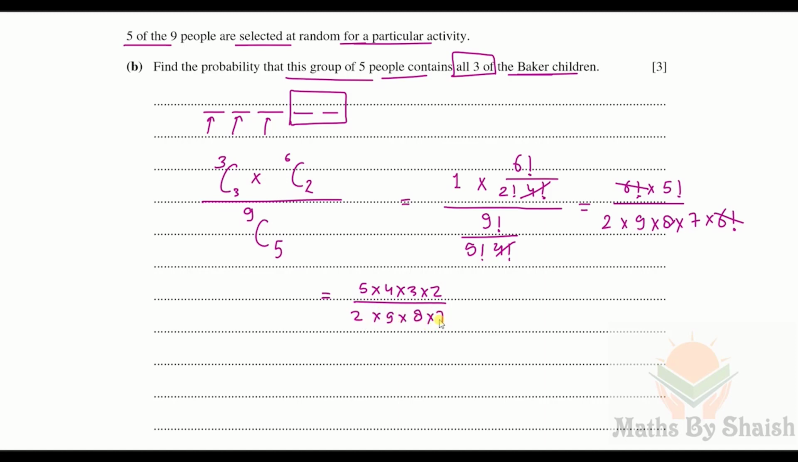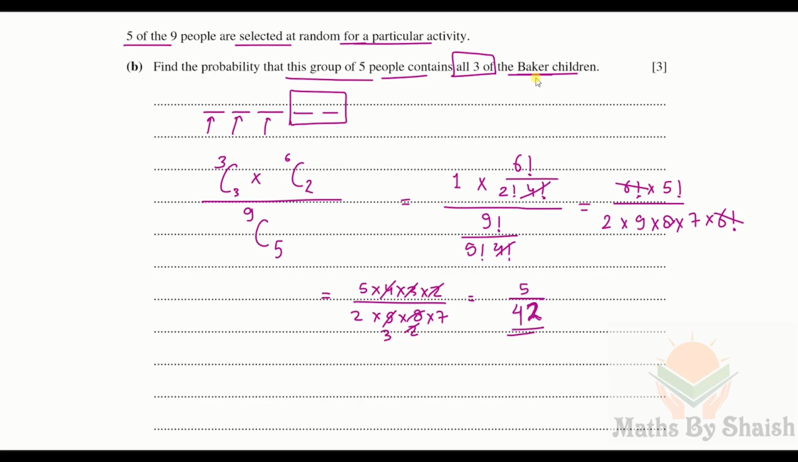So 4 2s are 2, 1 3 3 times. So we got it as 5 over 3 to just 6, 7 ja 42. So this is the probability, 5 over 42, or we can write it in decimal also, but that's fine. So that is the probability that the group of 5 people contains all the 3 Baker children. I hope it is clear. Let's do the next question.